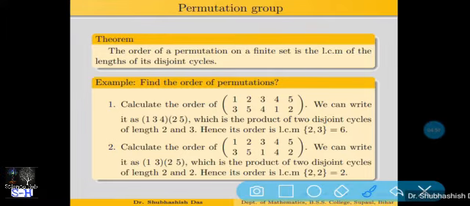Okay, let's calculate. Consider this permutation. We can write it as a product of two disjoint cycles. Here we see that this permutation can be written as two disjoint cycles of length 3 and 2. Therefore, from the previous theorem, the order of this permutation is LCM of 2, 3, which is equal to 6.